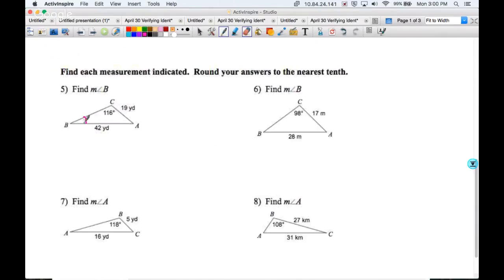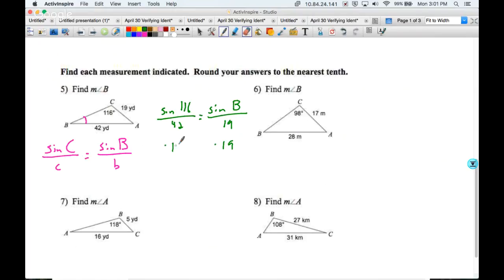So we're trying to find an angle, so we should put angles on top. Here I'll write it in generic form first. Sine of angle C divided by c is equal to sine of B divided by b. And this works for A and a as well. You just pick the two that you want. Now let's fill in what we have. Sine of 116 divided by 42 equals the sine of capital B, unknown, divided by 19. We multiply 19 to both sides, and this is just going to give us our answer.